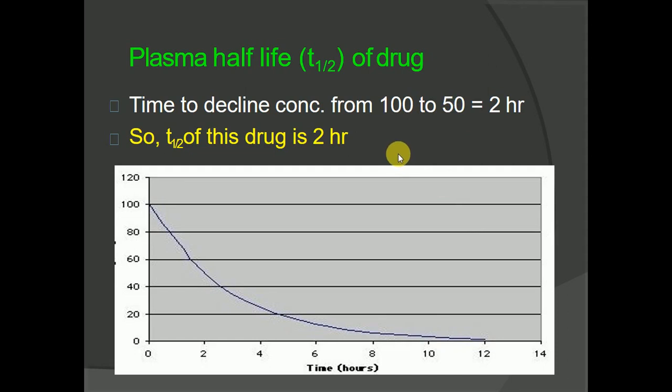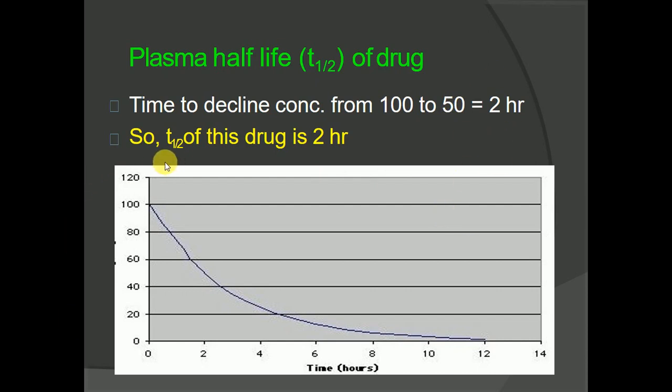If it is 200, it must be reduced to 100. If it is 300, then it must be reduced to 150. And how much time? This is the time required for a drug's peak plasma concentration to be reduced by 50%, half of its original concentration. Now look here: time to decline the concentration from 100 to 50 is 2 hours. So the half-life of this drug is 2 hours. In a period of 2 hours the concentration of this drug will be reduced to 50.